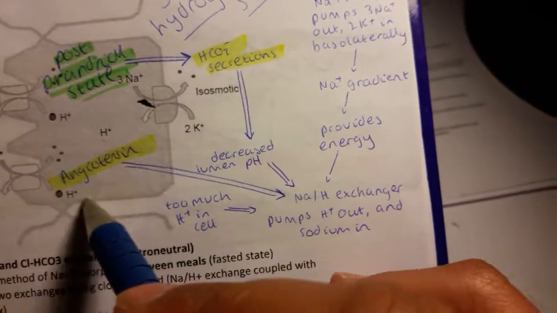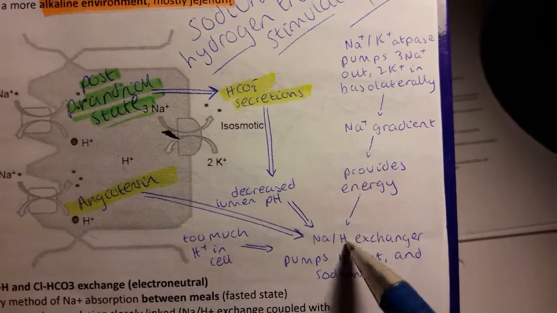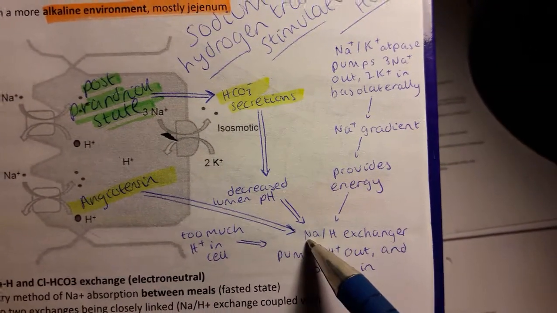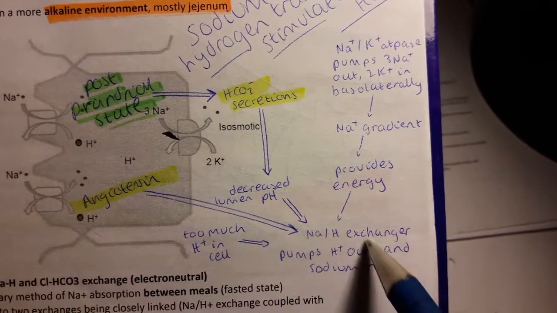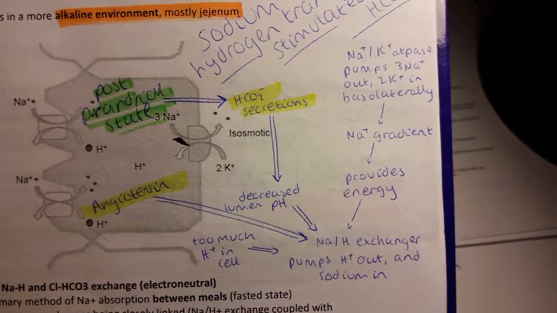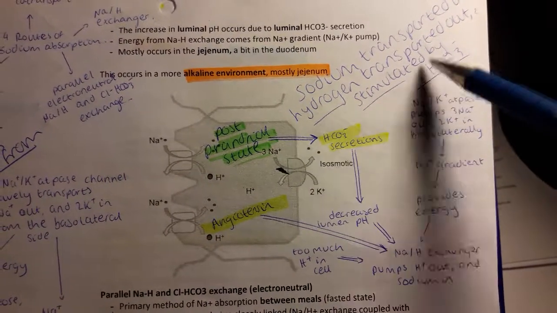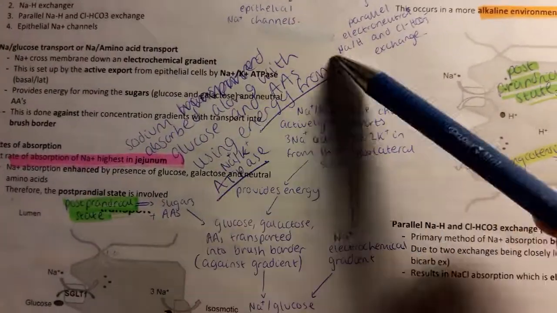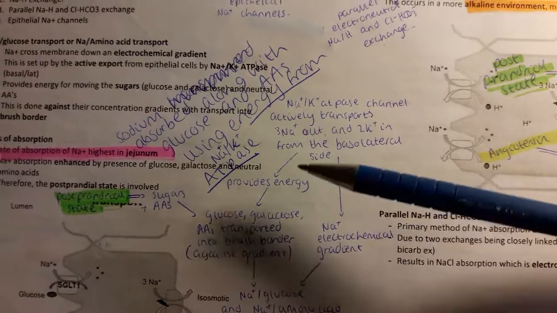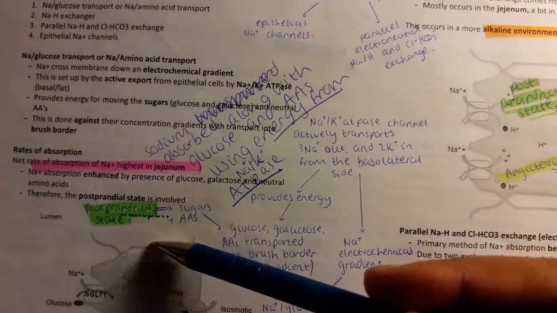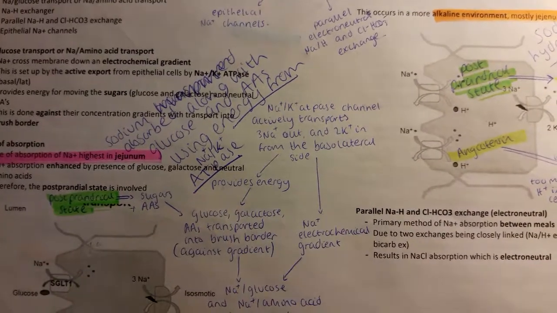It's also stimulated by angiotensin, and the purpose of angiotensin is essentially to stimulate sodium and chloride absorption. So angiotensin stimulates absorption of ions into the body. So one point of comparison between this sodium-hydrogen exchanger and the sodium-glucose-sodium amino acid cotransporter is that they're both enhanced in the postprandial state. They both happen in the fed state.